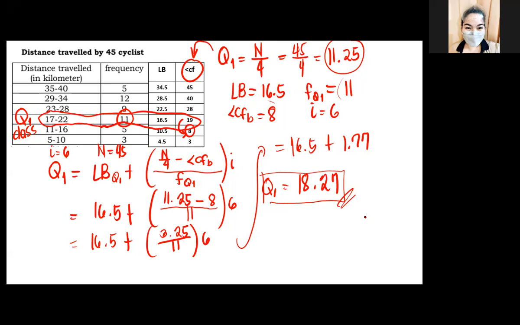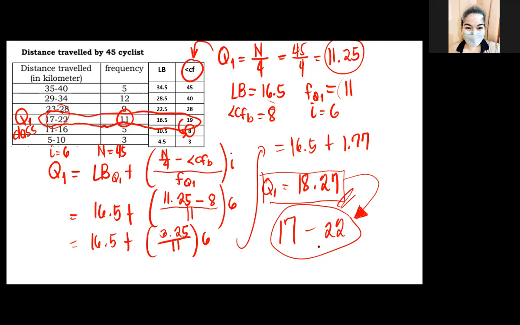Now, si 18.27 po ay, kung mapapansin nyo, yung class natin ay 17 to 22. Matsi-check nyo na tama yung sagot nyo, hindi kayo kulang, hindi kayo sobra. Kapag yung Q sub 1 nyo, or yung value na nakuha niyo sa pagko-compute ay included dun sa first quartile class niya. Since 18.27, nandito siya sa pagitan, nakapaloob siya dyan, 17 to 22. Okay? So you're done with Q sub 1.